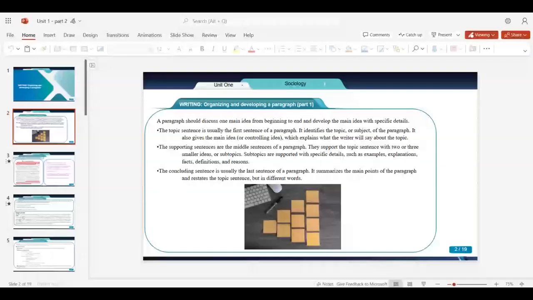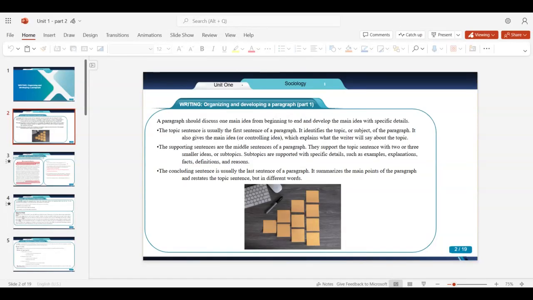We must start our paragraph with an indent. Okay, and after that the body paragraph. And in the body paragraph we have the supporting sentences and further detail for these supporting sentences. And the last part of the paragraph is the conclusion. Okay, concluding sentences. So first of all, I am going to start with the first line of the paragraph.